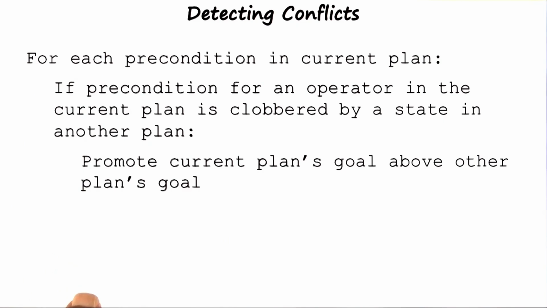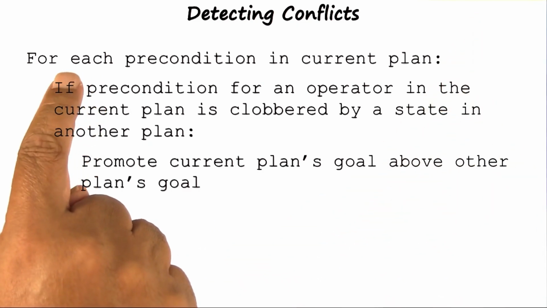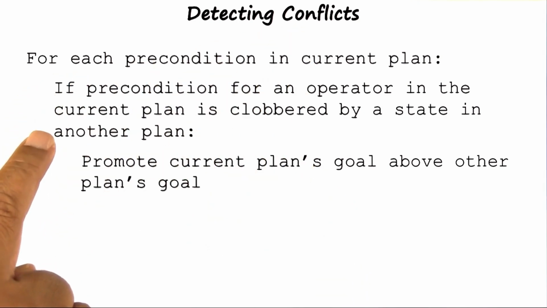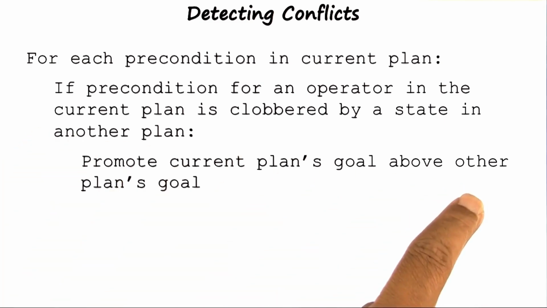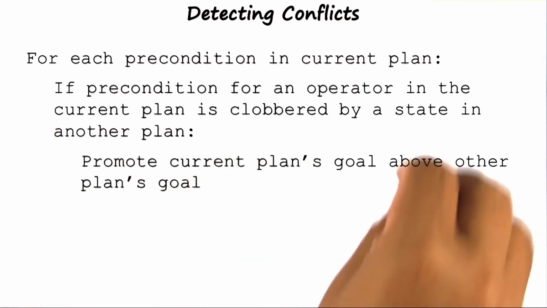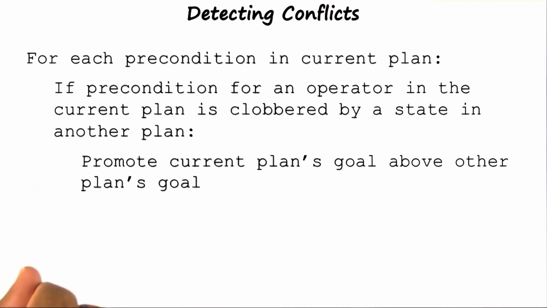So here is plan 1, and here is plan 2. The partial order planner may go about detecting conflicts by looking at each precondition in the current plan. And if the precondition of an operator in the current plan is clobbered by some state in the second plan, then the partial order planner will know there is a conflict between them. Then it can go about resolving these conflicts by promoting or demoting one plan's goal over another plan's goal.